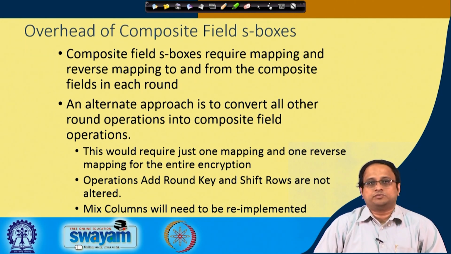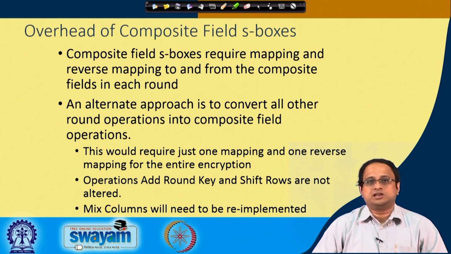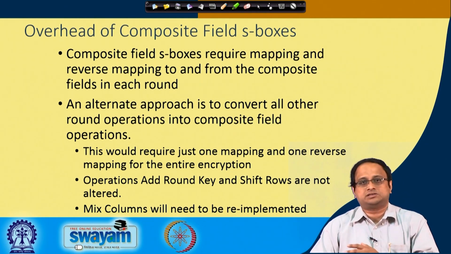Because you have to do it per S-box computation, this conversion can become a bottleneck. If you really want to develop an alternative approach where this bottleneck is alleviated, one alternative approach would be to convert all round transformations into the composite field. So you do the transformation only at the beginning: when you have got the plaintext and the key, you convert the plaintext and the key to the composite field and then write the entire AES in composite fields.